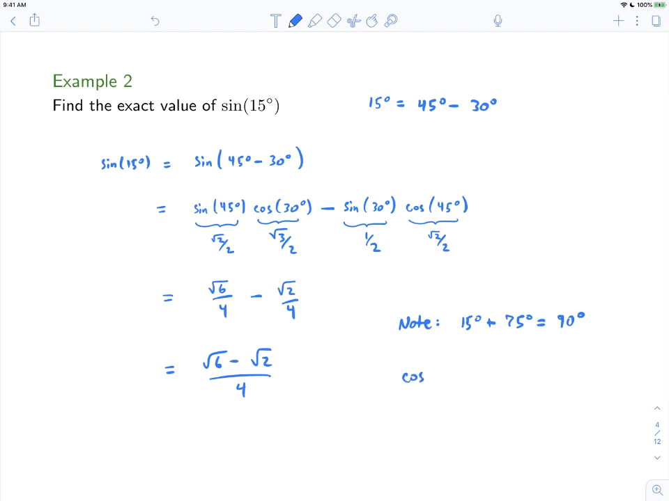So cosine of 75 degrees is equal to sine of the complementary angle, which is what we just computed. And cosine of 75 degrees is what we computed in the previous example. So these two are equal to each other by the cofunction identity. Cosine of 75 degrees is equal to sine of the complementary angle. So it's not a coincidence that these two examples gave us the same answer. Let's do another example.